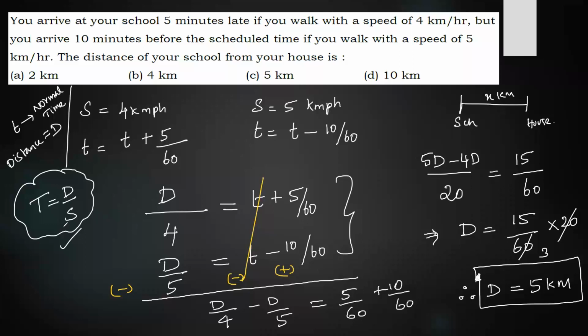That's the basic formula, time equal to distance by speed. Distance is common, but speed varies, so time differs. Go through it once again. If you have a doubt, please respond to the message. I'm ready to explain. Is it clear? Any doubt?